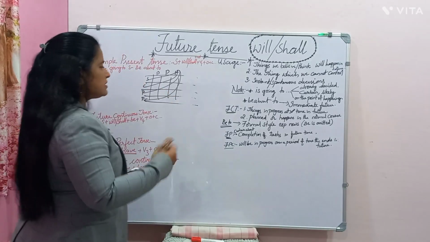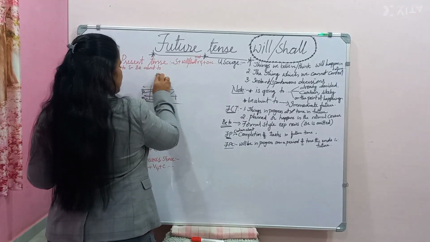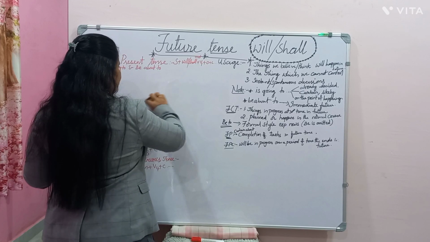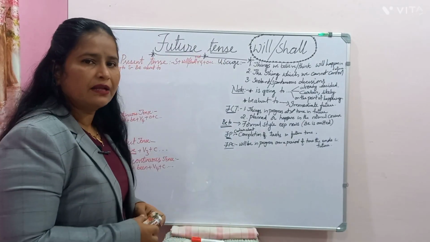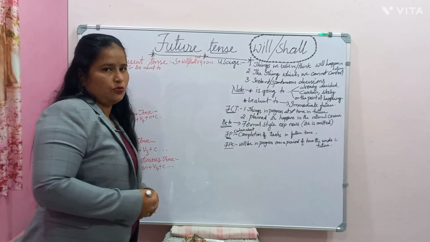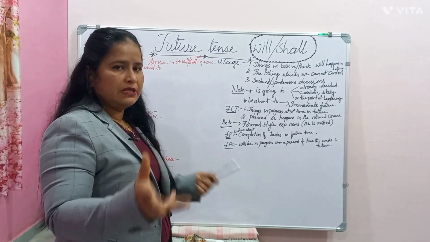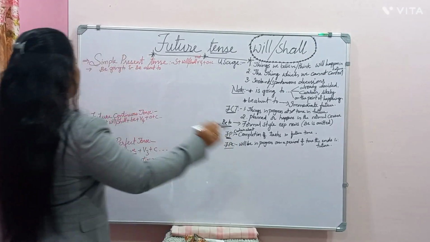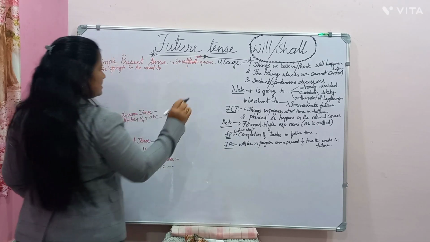What you have to learn is how to express things in the future, and how my verb should be correct, so that I am expressing the thought exactly. That is the intention now. So now let us see the first one: simple future tense.